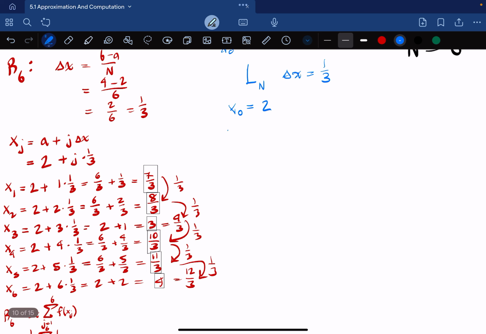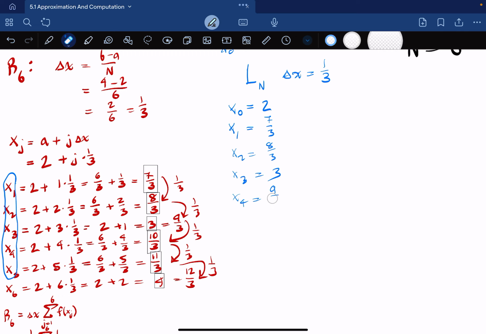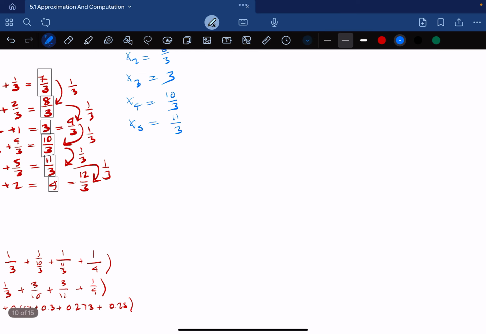And then, all we have to do is take these identical values from our right end approximation, because they're the exact same. So, we know x of 1 is going to be 1 over 3. Sorry, no, it's actually going to be 7 over 3. We know that x of 2 is going to be 8 over 3. X of 3 is going to be 3. X of 4 is 9 over... Was it? No, it was not. It's actually going to be 10 over 3. X of 5 is 11 over 3. And now we have our 6 points.